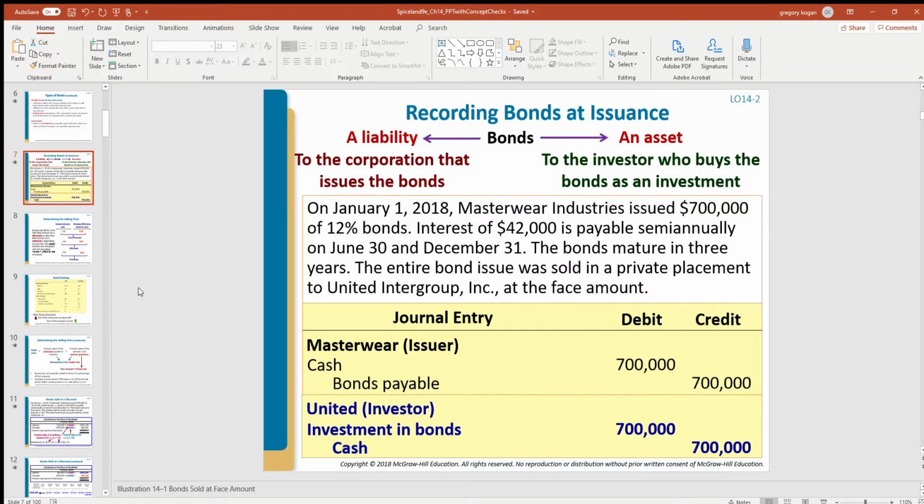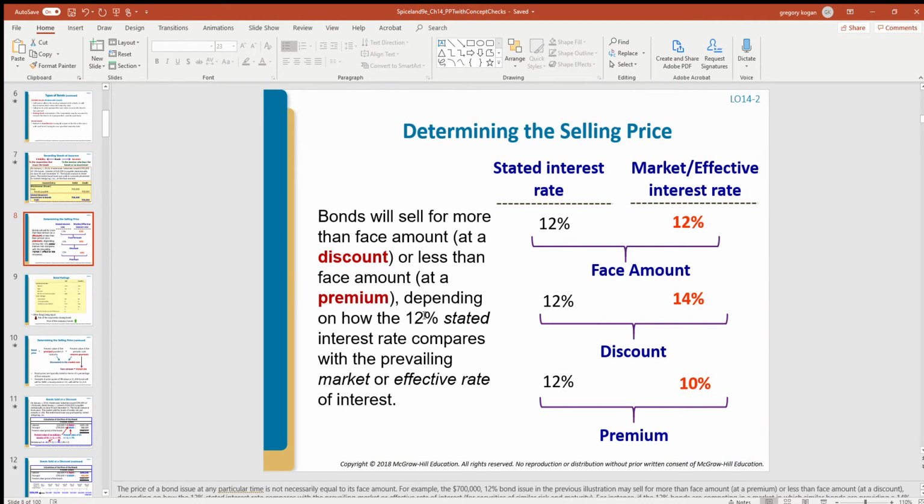Okay, so the face amount we have here, let's see, Masterware, the issuer, issued the bonds, so it's cash and then bonds payable. And then the investor was investment in bonds and cash. So those are the two different entries on the liability level and the asset level. Okay? So what determines the selling price?